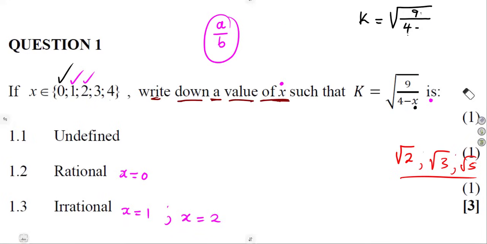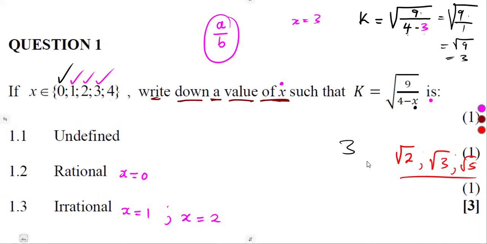So we move on to 3. This is how you answer this, guys. Just substitute directly. When x is 3, substitute a 3. It was going to give us the square root of 9 over 4 minus 3, which is 1. And the square root of 9 is 3. So as we can see, 3 can be written as 3 over 1. So that's a rational number. So we are getting a 3, which is a rational number, from the x, which is 3. Meaning when x is 3, we are going to have a rational number there.